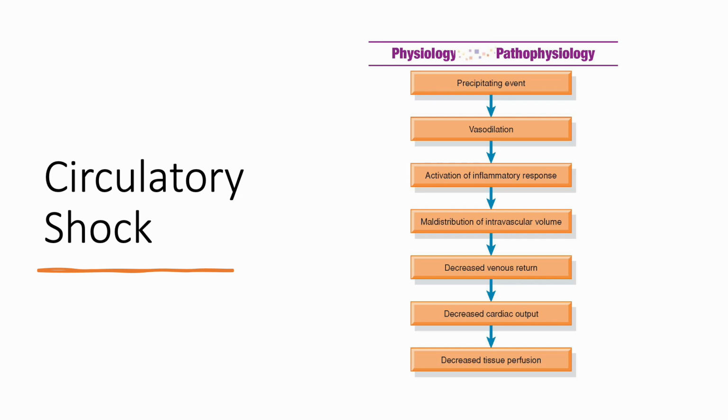There is a maldistribution of intravascular volume as fluid moves out of the blood vessels and into tissues. This results in decreased venous return to the heart, which then reduces your preload. Consequently, cardiac output decreases. The final outcome is decreased tissue perfusion, leading to impaired oxygen delivery to organs.